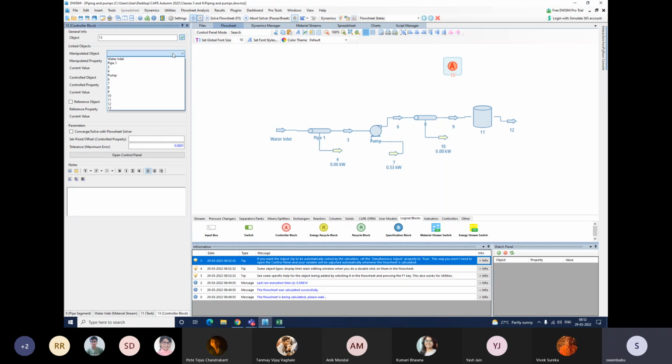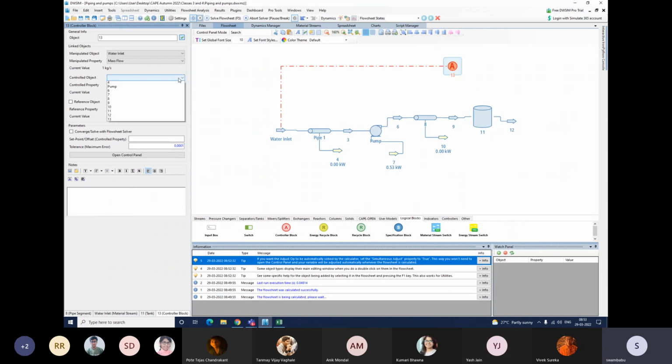Let's say the controlled variable is the residence time in the tank. So the tank is 11. The manipulated property will be the water inlet, and what we can vary is the mass flow. The current mass flow value is 1 kg per second.